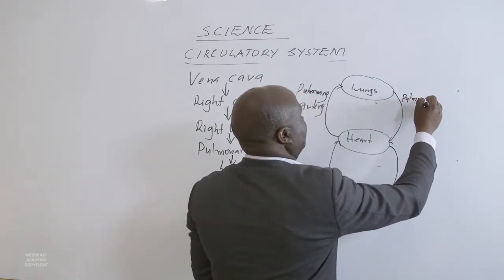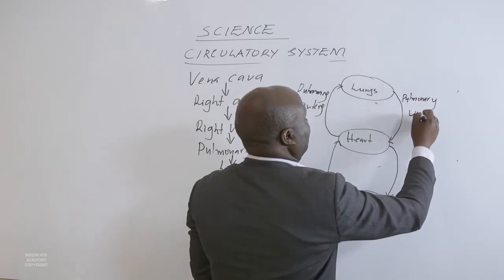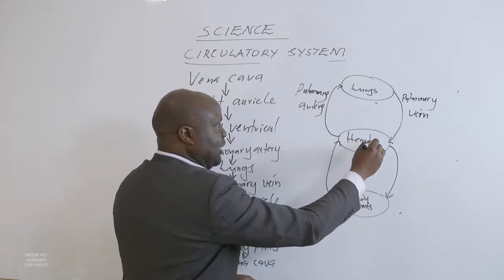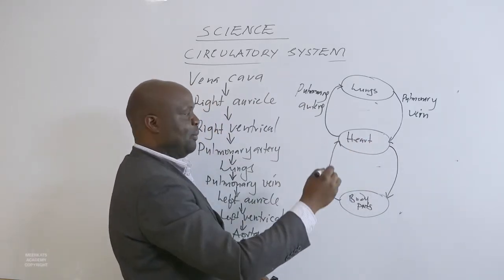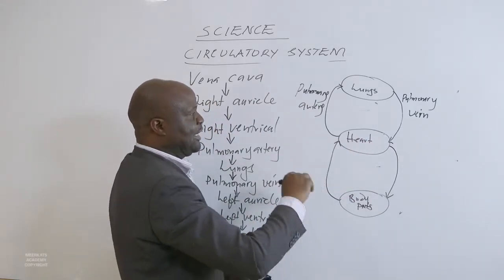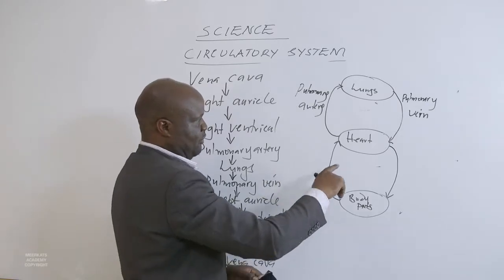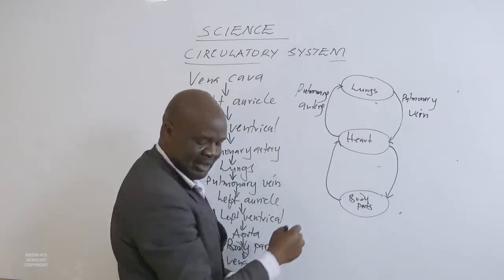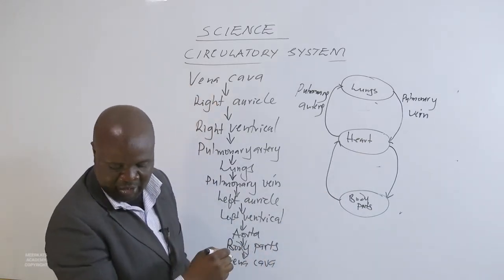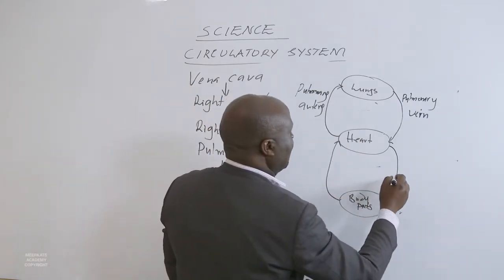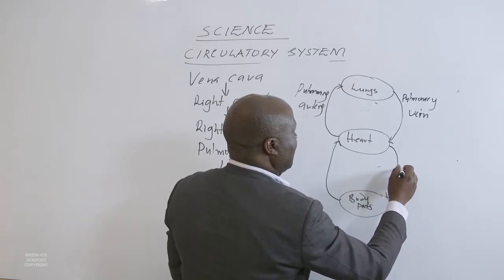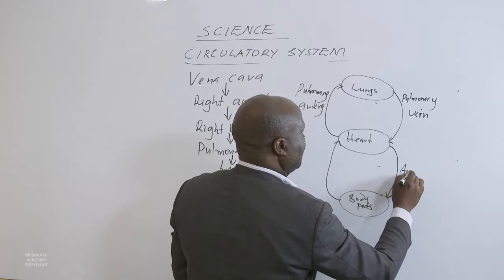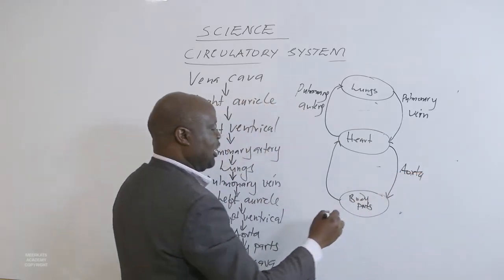We have pulmonary vein. The pulmonary vein will bring the blood back to the heart, the blood that has a lot of oxygen. Then this blood will leave this heart, and it will be oxygenated blood. When it's leaving, it will leave through the main artery called the aorta.